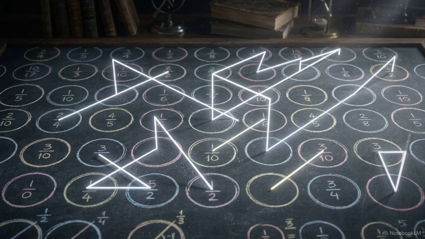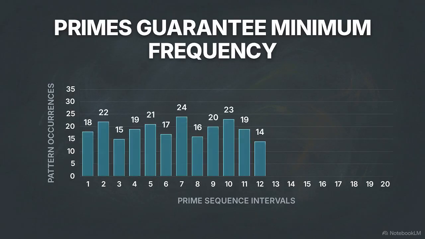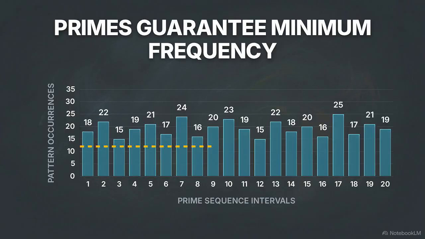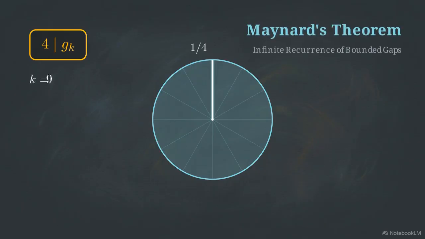This geometric system provides a new way to apply established theorems. For example, James Maynard proved that certain patterns of consecutive primes must occur with a specific minimum frequency. Because our geometric rays correspond exactly to the divisibility rules Maynard studied, his theorem guarantees that every fixed ray will be hit infinitely often as we move through the primes.